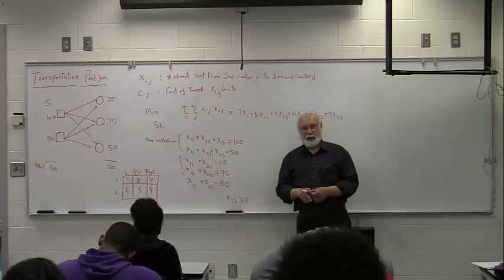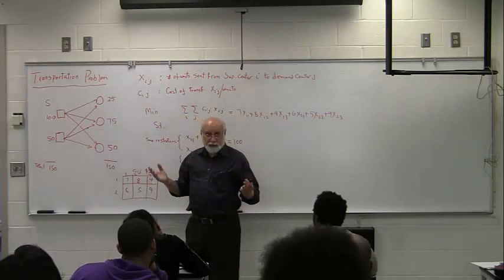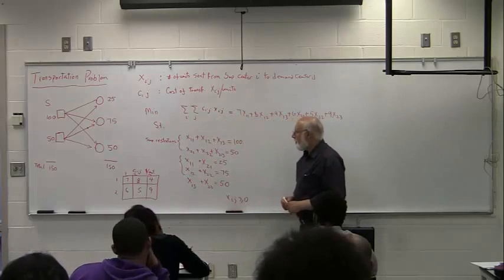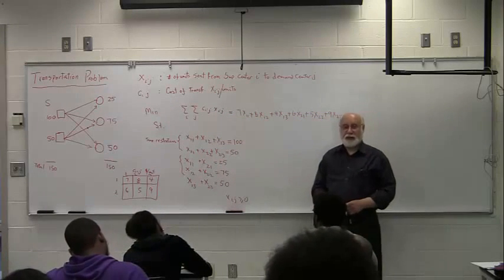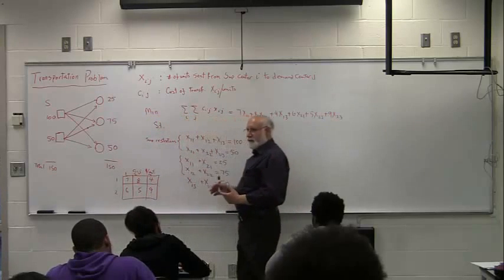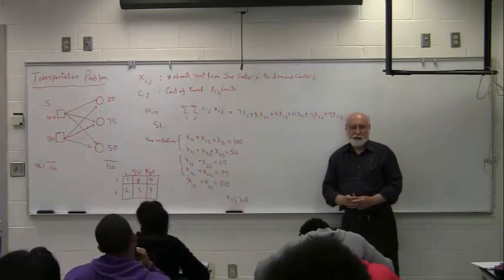How many variables do I have in this problem? 2 times 3, there are 6 variables. How many constraints would I have? 2 plus 3 is 5. So the numbers and all those things are straightforward.